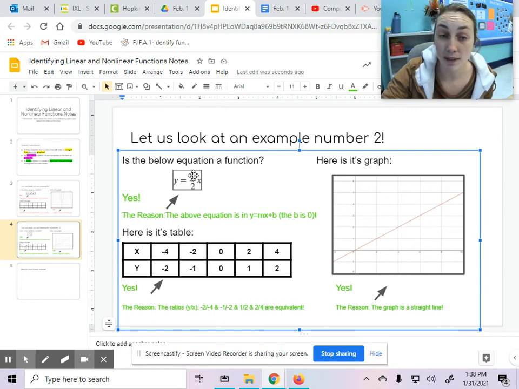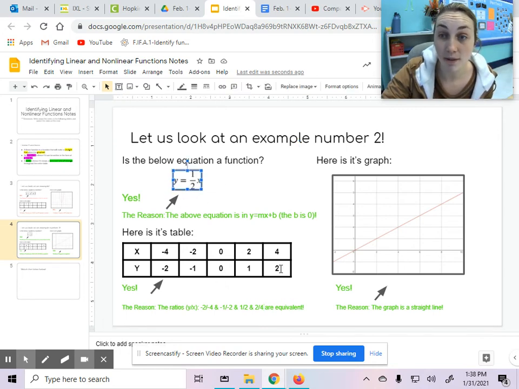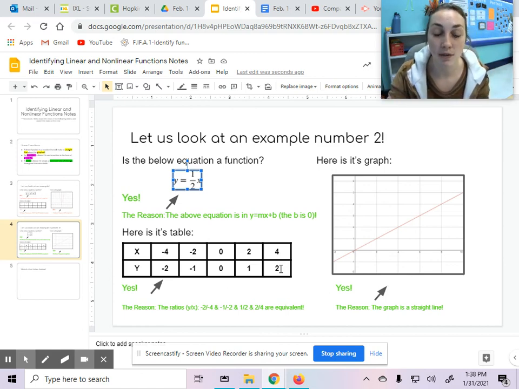Again, we know it's a function because the equation goes along with the table, and we know the equation is a function. I just wanted to show you how you would figure out if you just had a table, if it was a linear function or not. Okay? And then the very last one, we have the graph that goes along with this equation. It is a linear function, and the reason is because it's a straight line, and that's just the way it is. That's all you have to look for there.